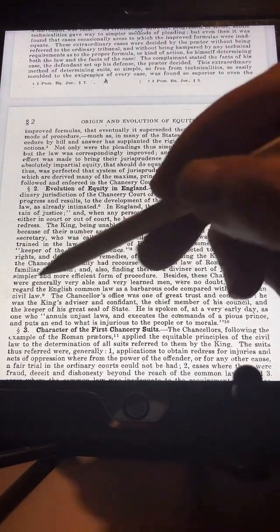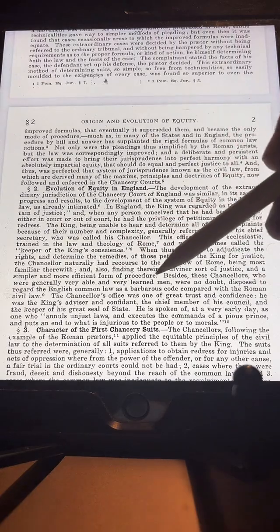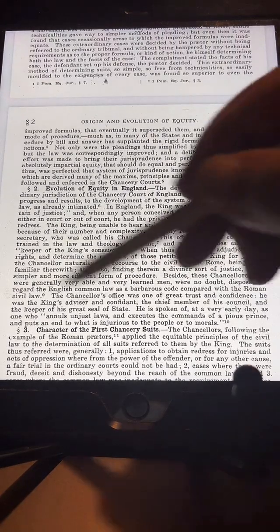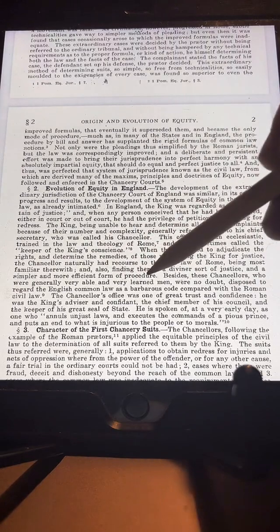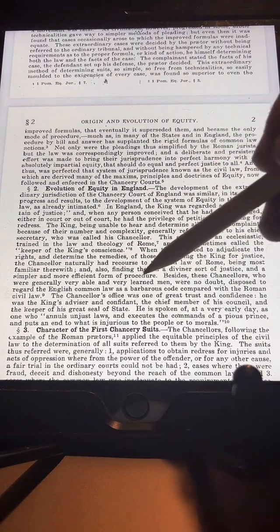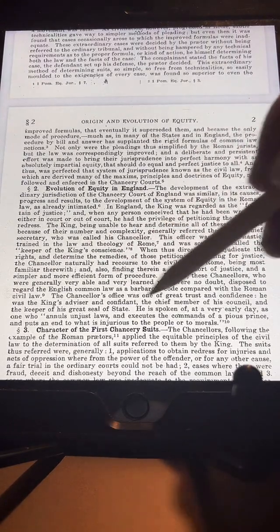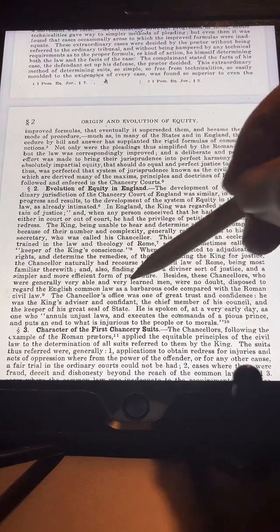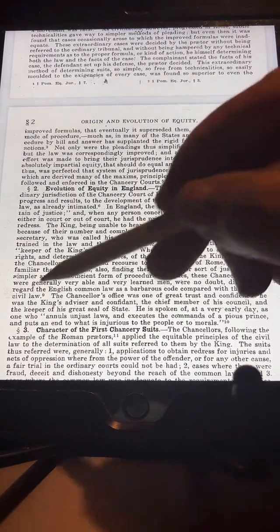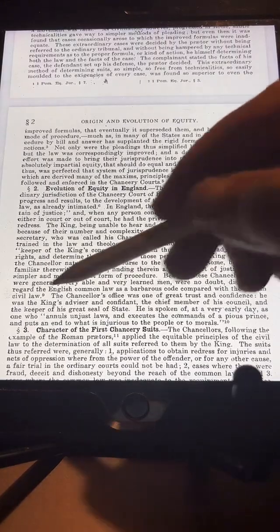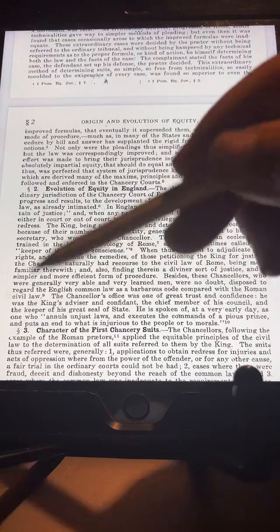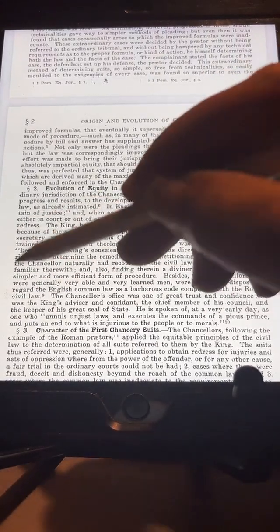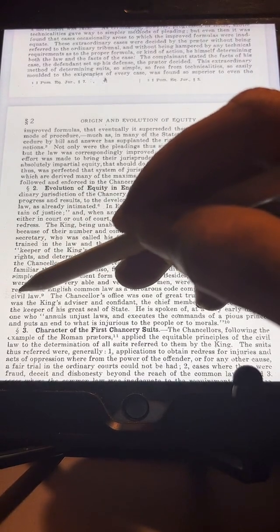Besides, the chancellors, who were generally very able and very learned men, were no doubt disposed to regard the English common law as barbarous, right? There you go. Common law is barbarous, right? As a barbarous code compared with the Roman civil law. Civil. What is civil? Civil is people that are fluent in contract, right? Didn't we just show you the definition of trust tells you that the first thing is that trust can only be dealt with in equity. Why? Because you're dealing with civics.